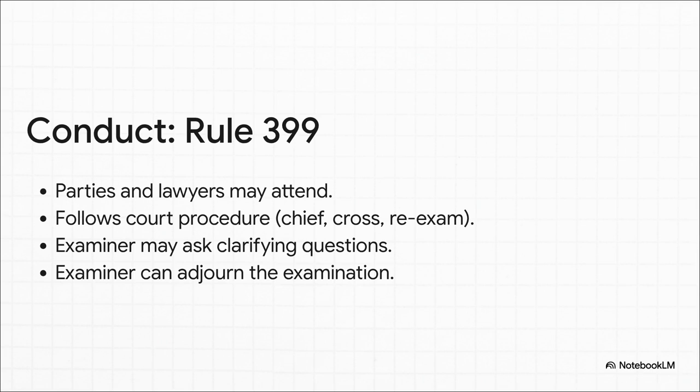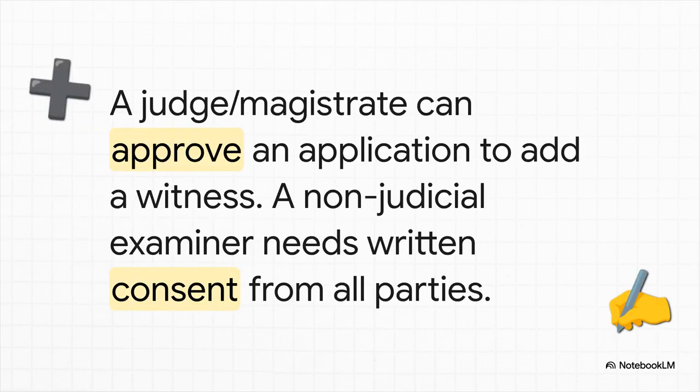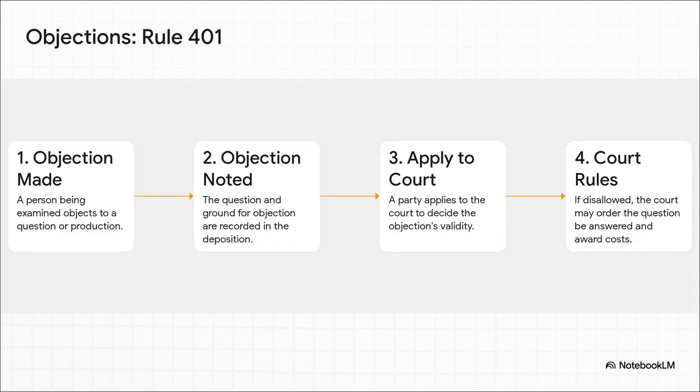Okay, what if, in the middle of all this, you realize you need to examine someone who wasn't on the original order? Well, Rule 400 has you covered. If your examiner is a judge or a magistrate, they can just grant an application to add that person. But if the examiner is not a judicial officer, you're going to need the written consent of all the other parties in the case. Objections are pretty much inevitable, right? Rule 401 gives you the formal process for dealing with them.